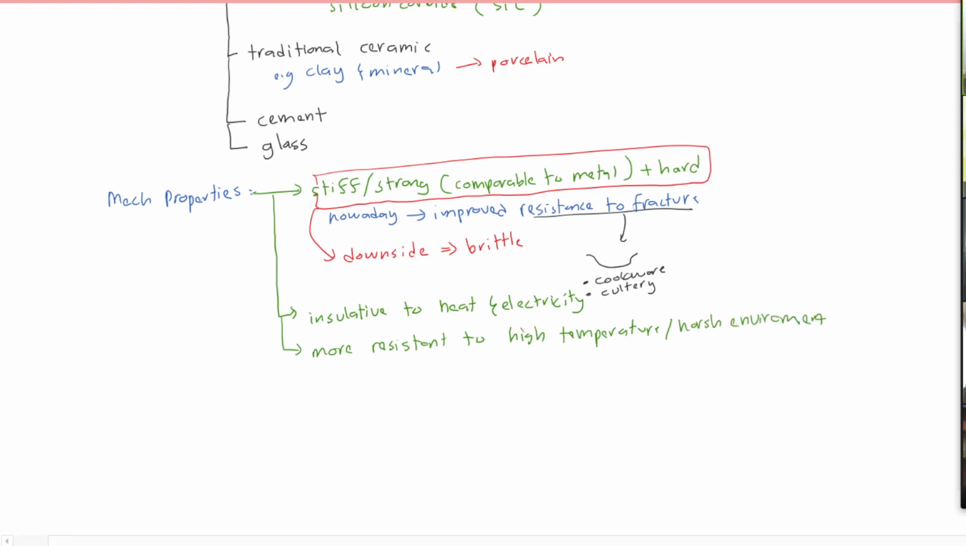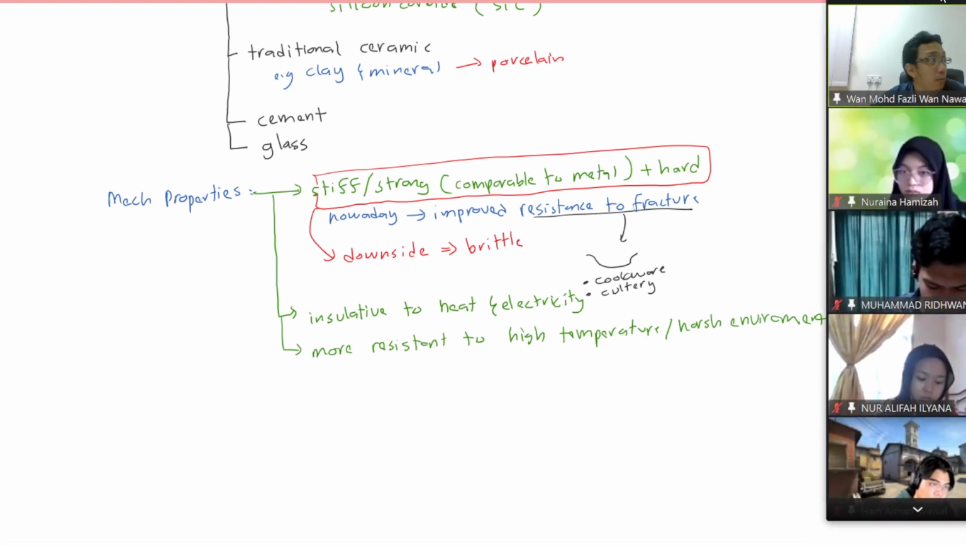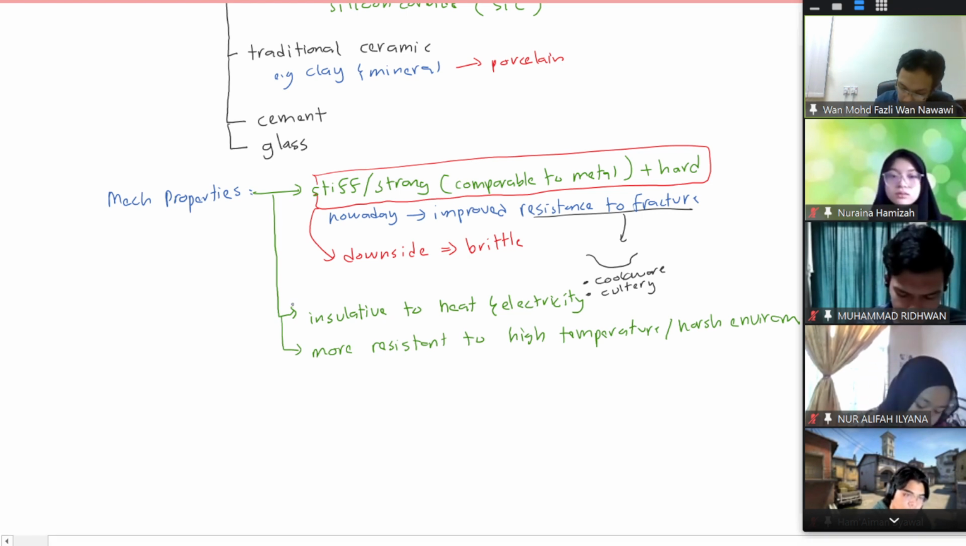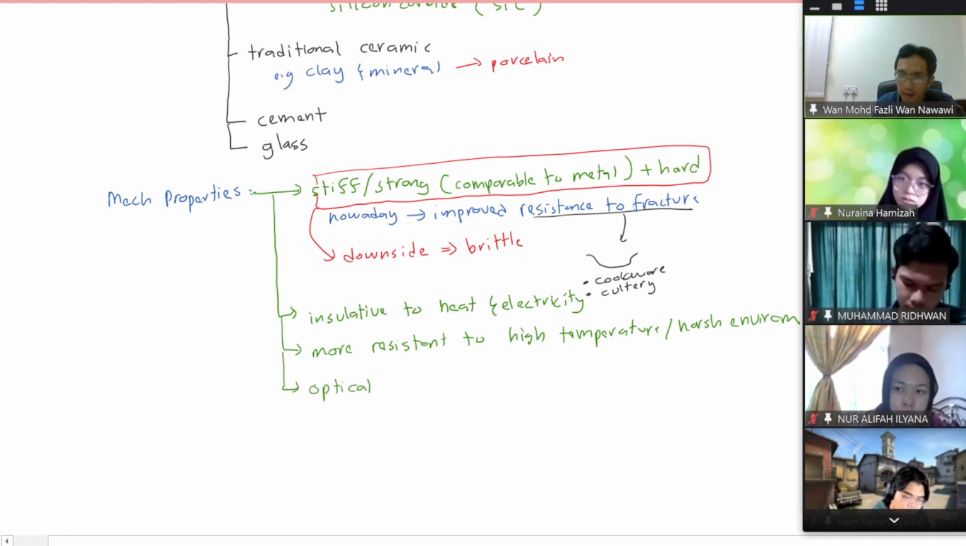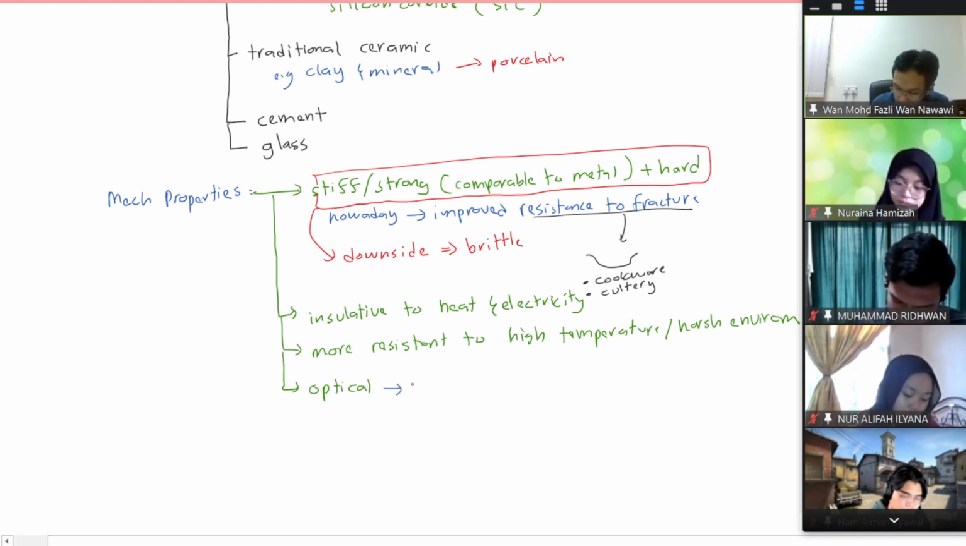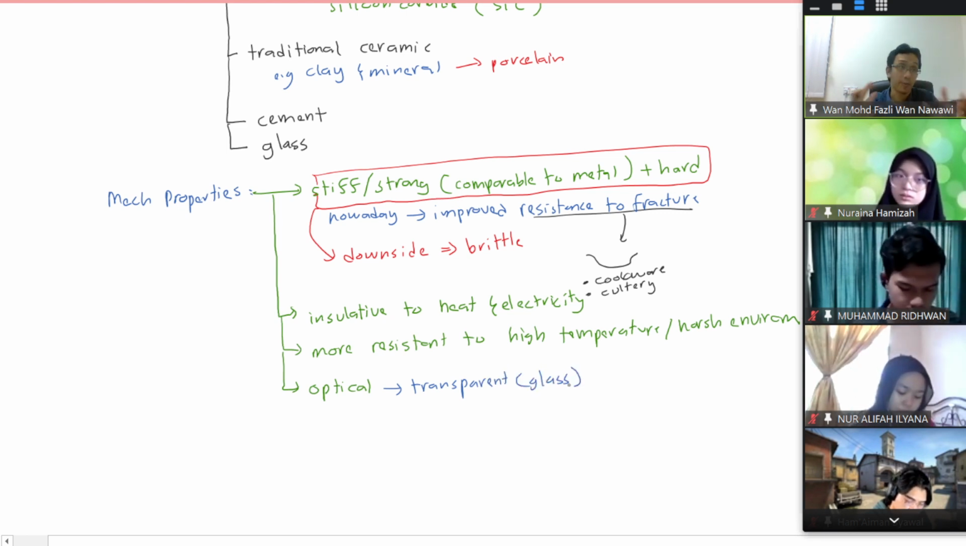Okay, and also in terms of the optical, let's go down. In terms of the optical, ceramic can be transparent. For example, one type of ceramic is glass. So the optical property of glass is transparent. So glass is ceramic, and it can also be translucent.